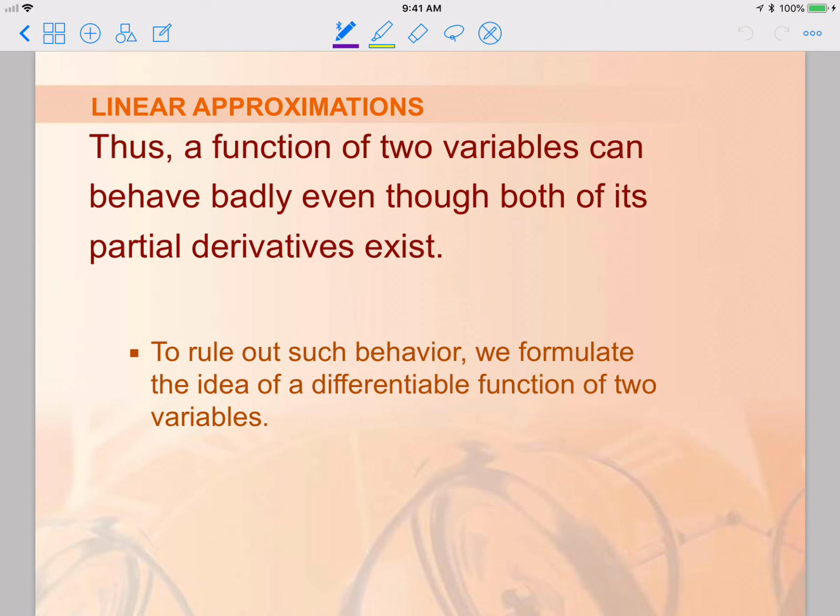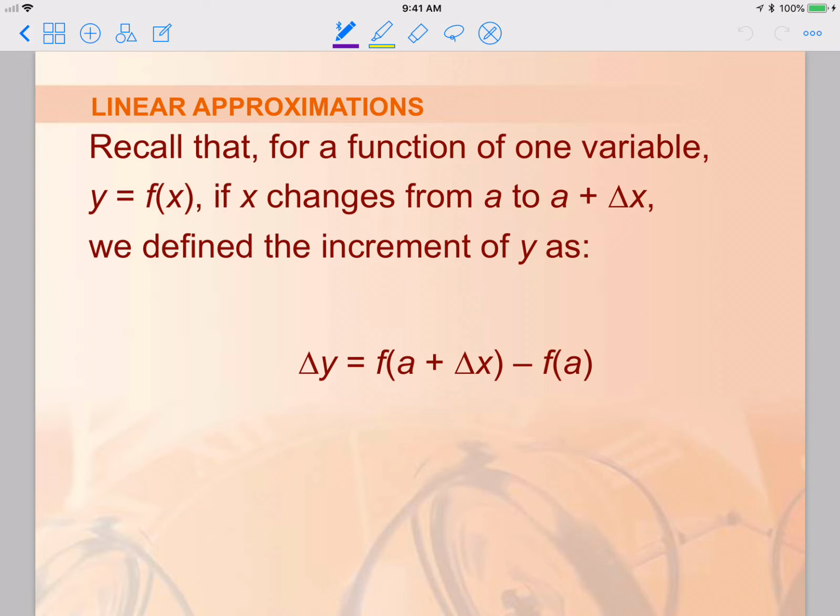So what we do is we give the definition of a function being differentiable. A function of two variables is differentiable if the partials are continuous, because that means that we can have a good linear approximation of the function. Okay. So recall that for a function of one variable, we define the increment of y as delta y equals f of a plus delta x minus f of a.